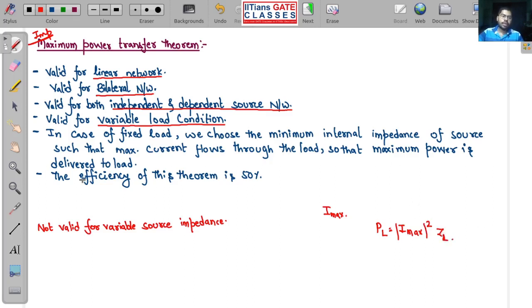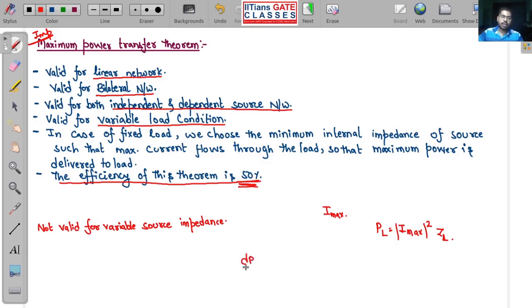And one more thing, the efficiency of this theorem is what? 50%. Now even this I am not going to be proving because it will take time. I am not going to prove, as this is a quick revision series. You need to remember that the maximum efficiency of this theorem is what? 50%.